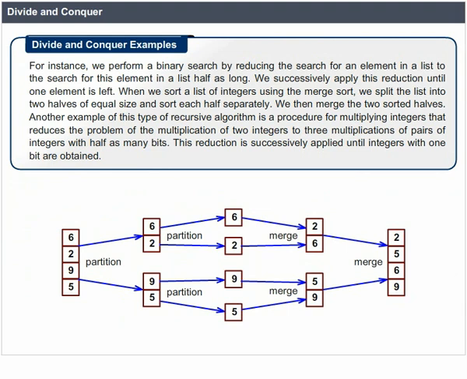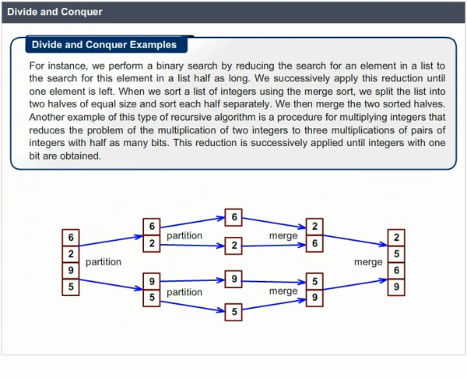Another example of this type of recursive algorithm is a procedure for multiplying integers that reduces the problem of the multiplication of two integers to three multiplications of pairs of integers with half as many bits. This reduction is successively applied until integers with one bit are obtained.